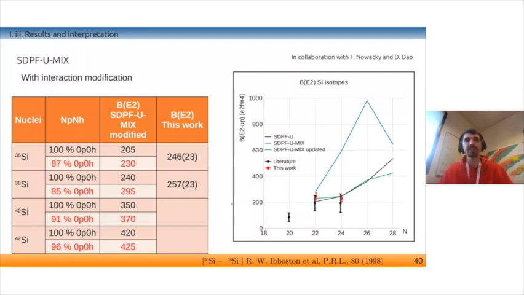Of course, I have to mention the really recent result from IJCLab. They performed the measurement of silicon 42 Coulomb excitation and found a BE2 value. But we seem to see that this value is also coherent with our value and with the new determination with the SDPF-U-MIX updates.